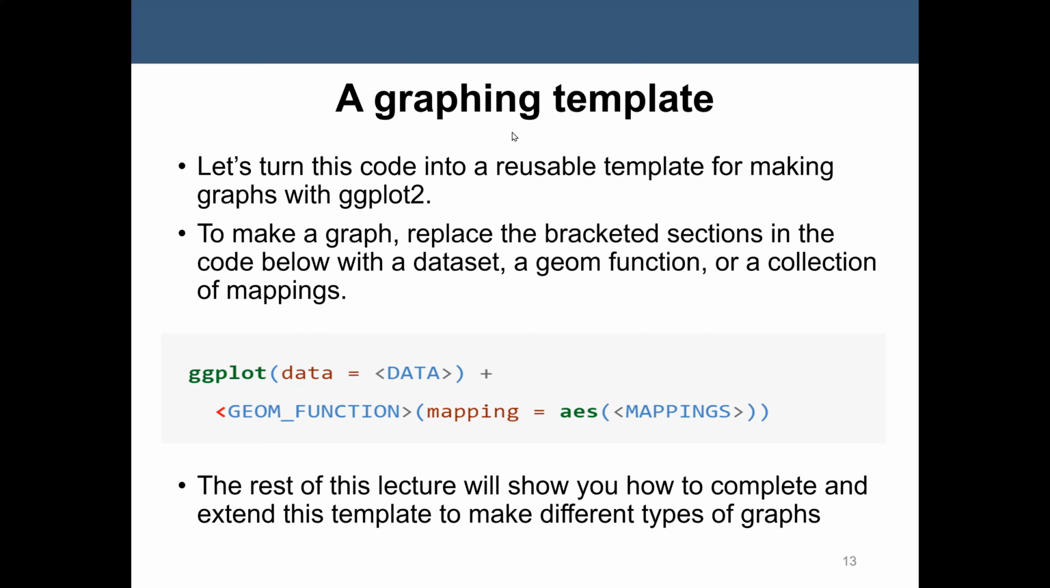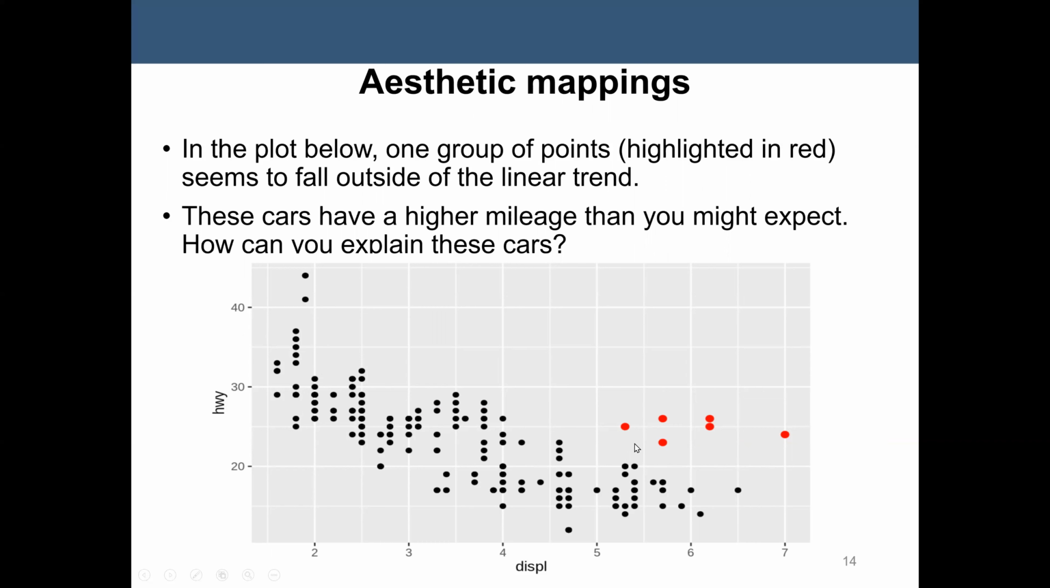So in the plot below, one group of points, which is highlighted in red, we can see this section highlighted in red, seem to fall outside of the linear trend. We can see that most of the linear trend is here. So these cars may have a higher mileage than you might expect. Now, how can we explain that?